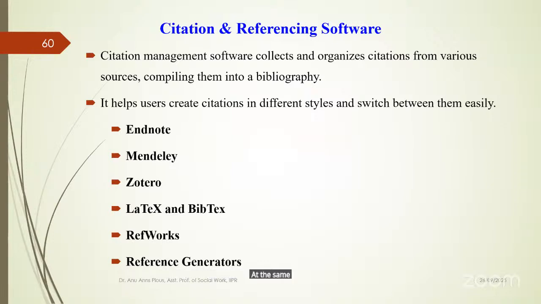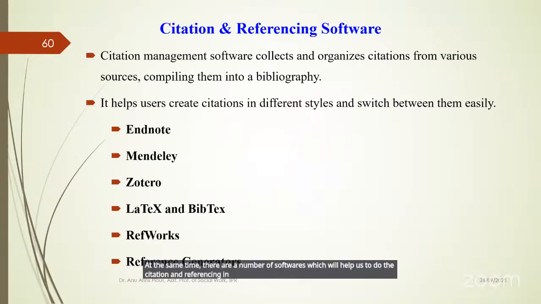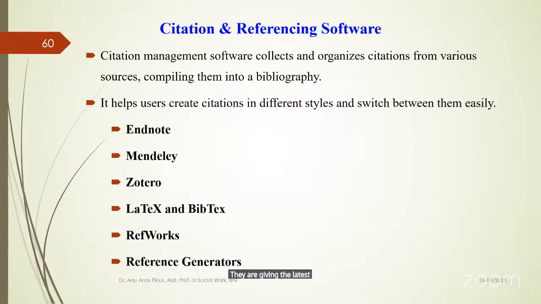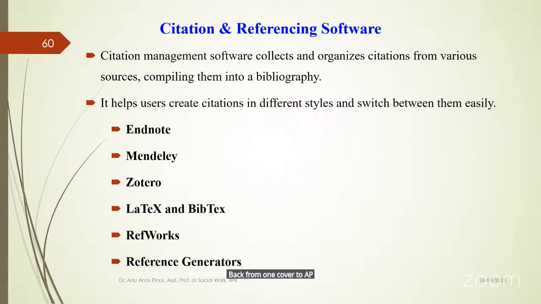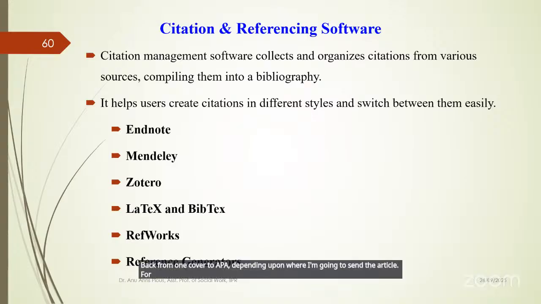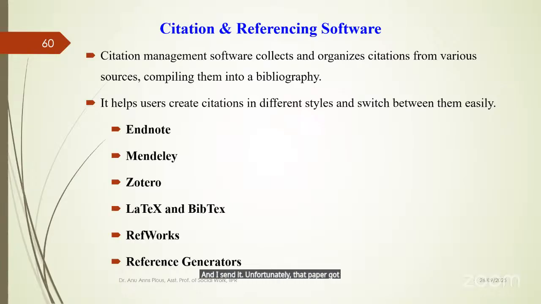At the same time, there are a number of software tools which will help us do citation and referencing in an easy manner. The advantage of using this software is that they give the latest edition based style, and I can easily switch the citation from APA to AMA, or APA to Vancouver, or back from Vancouver to APA, depending upon where I'm going to send the article. For example, I'm going to send an article to a journal which follows APA style. I have done everything fine, and I send it. Unfortunately, that paper got rejected by the journal.